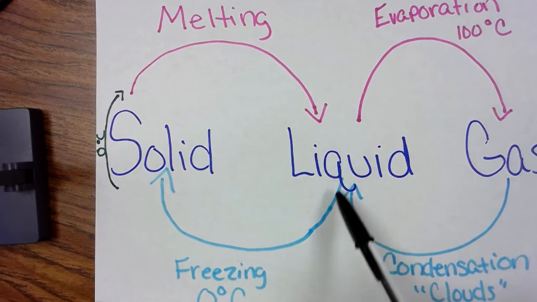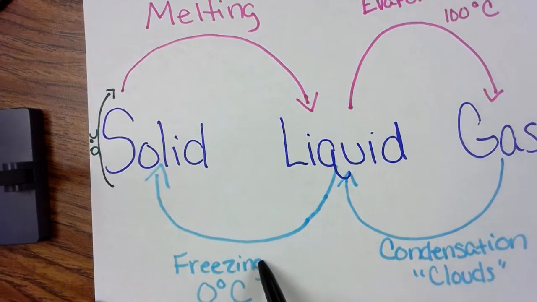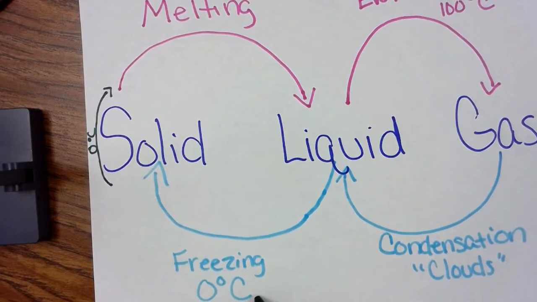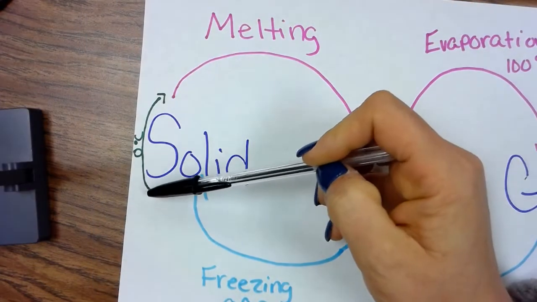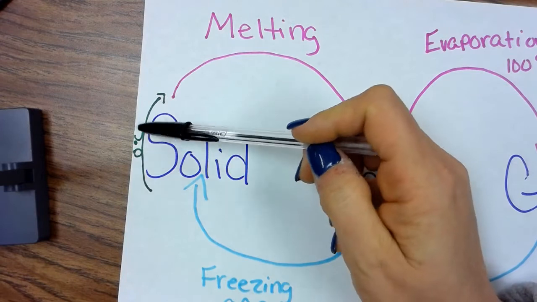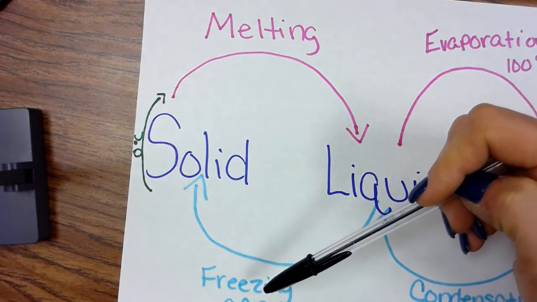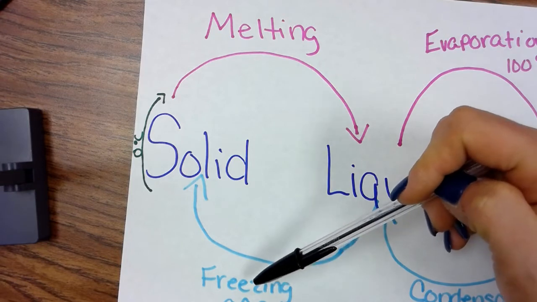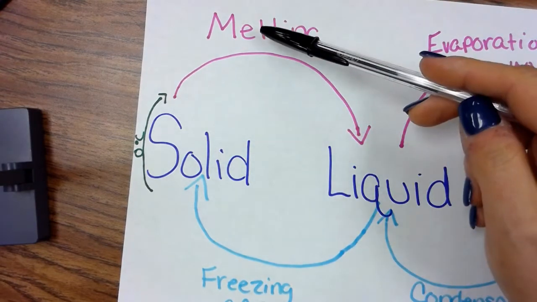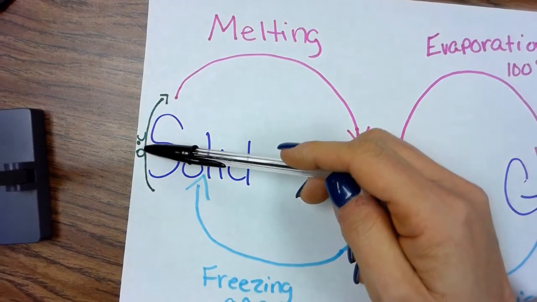And then finally, if you want to take a liquid and make it a solid again, you got to freeze it, 0 degrees Celsius. I added something over here, another little line arrow and a 0 degrees Celsius. That's to show that freezing will eventually melt, but when it does, it's got to start at 0 degrees Celsius.